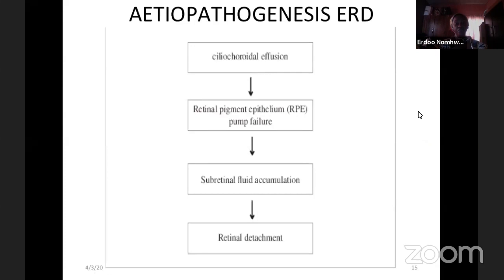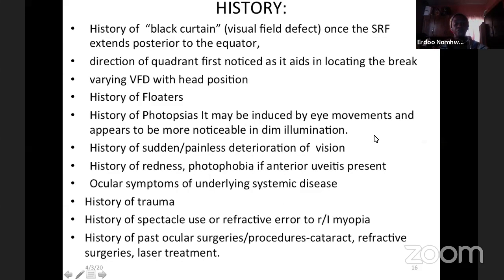Then I have a pictorial diagram for the pathogenesis of exudative retinal detachment, where basically what happens is that the retinal pigment epithelium pump fails, and so from the ciliochoroidal effusion, the vessels or the pathology in the choroid, you have seeping out of fluid. And then because the retinal pigment epithelium is not able to actually transport this out of the subretinal space, there's some accumulation and it can lead to a detachment of the retina.